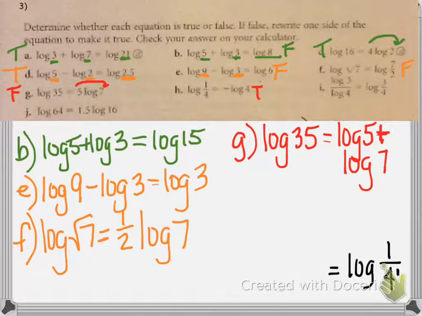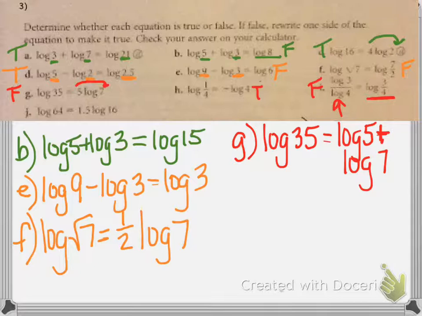Going on to I. I says log 3 divided by log 4 equals log 3 over 4. So one side looks like change of base property. The other side looks like it was divided. Now if we have division here, then we should have had subtraction here. Well, there's definitely no subtraction. So this is definitely false.